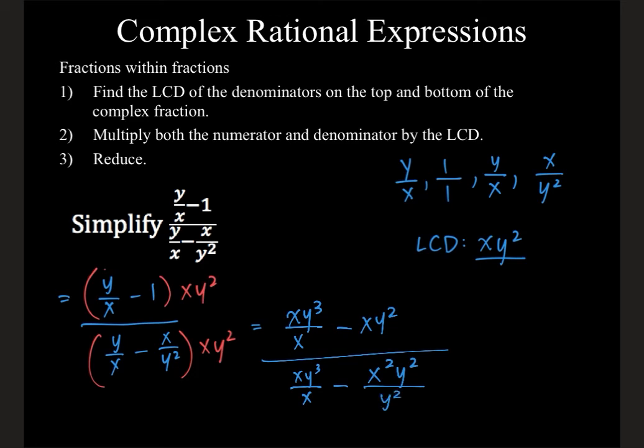Okay, and from here, now we can cancel things out. This x will cancel this. This x will cancel this one. We have that y squared, so that's going to cancel. Then I'll just write everything that's left over and then check one last time if there's anything I can factor or simplify. So we have y cubed minus xy squared over y cubed minus x squared.